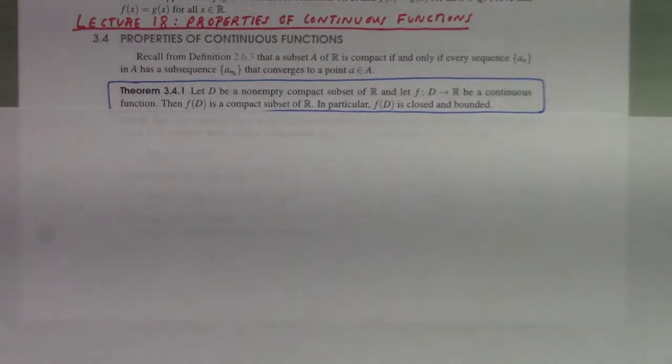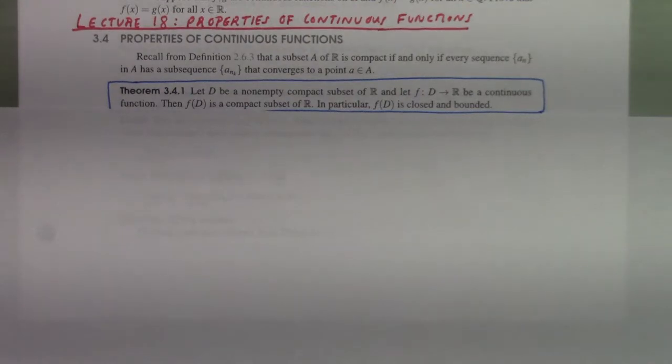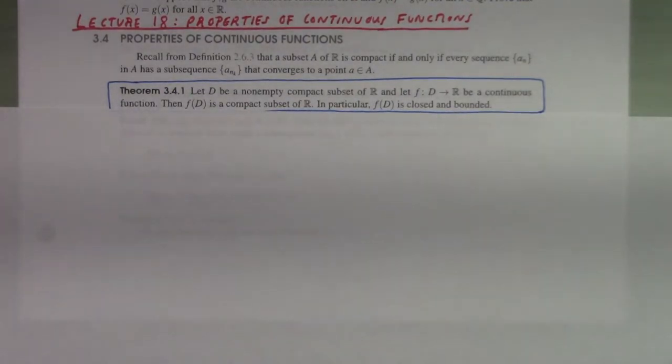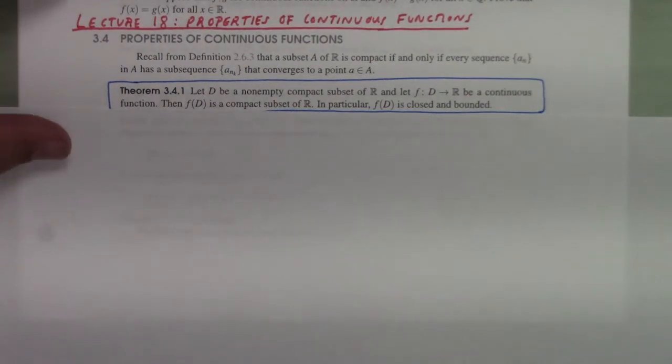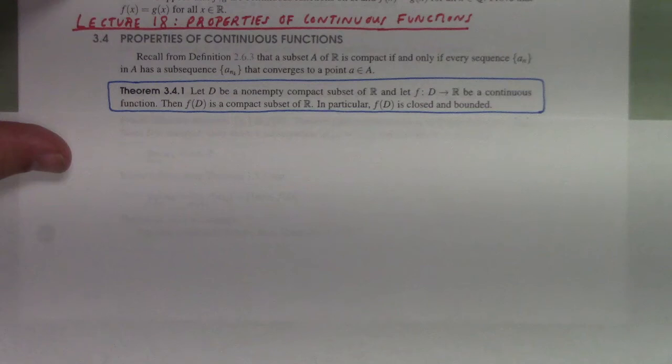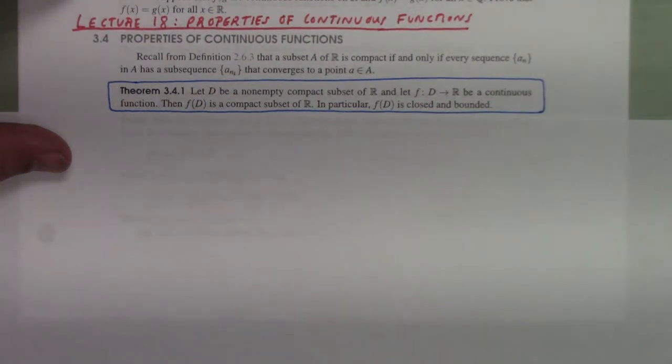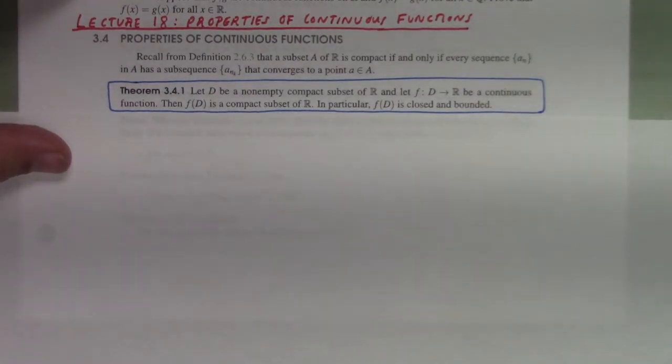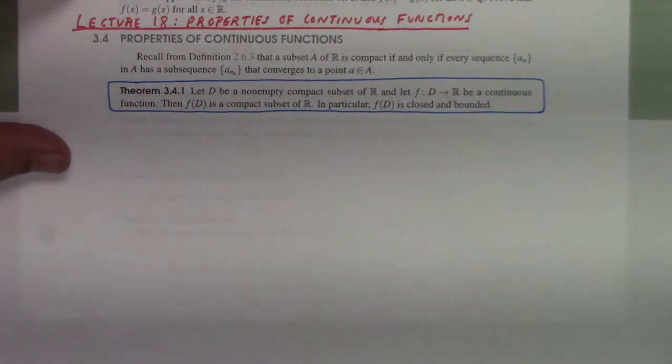So this is lecture 18 on properties of continuous functions. I'm going to run through a sketch of a few theorems that are important to know about for continuous functions. First of all, I should remind you that we had a definition of a set being compact if and only if every sequence in the set has a subsequence which converges to a point in the set as well. That was also termed sequential compactness.